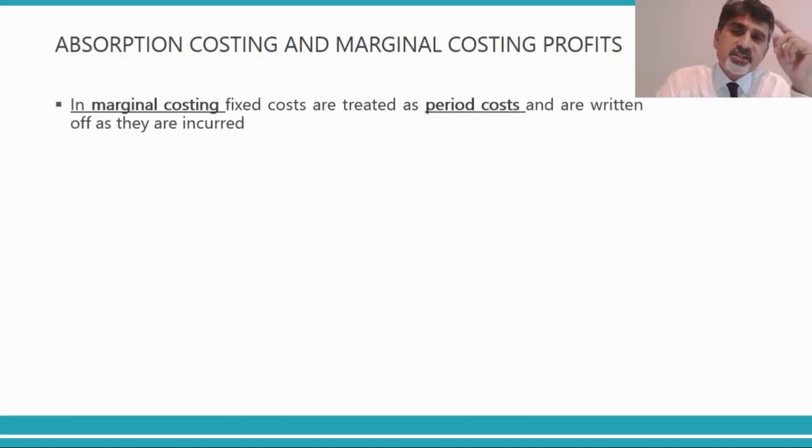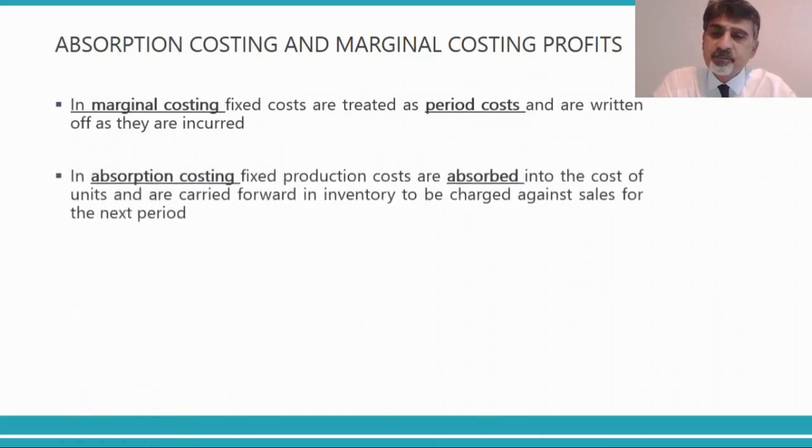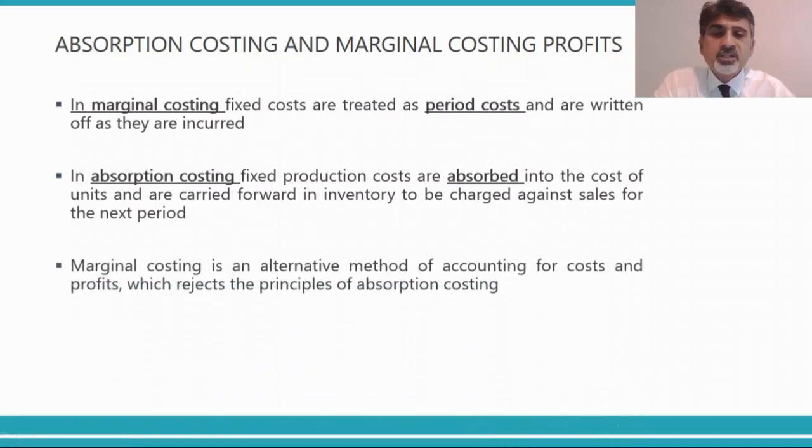Marginal costing says that your fixed cost is a period cost. It is for some year, for some period. You charge it fully into that period. In absorption costing, fixed production costs are absorbed into the cost of the units and are carried forward in inventory to be charged against the sales for the next period. We discussed that already. Marginal costing is an alternative method of accounting for cost and profits which rejects the principle of absorption costing.